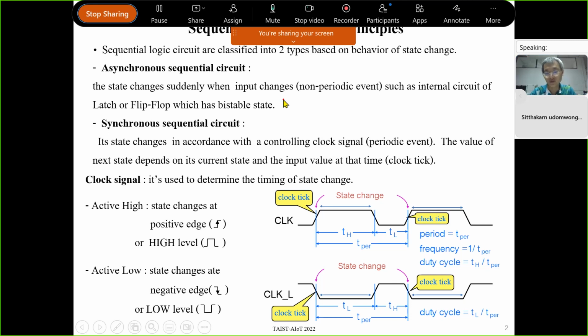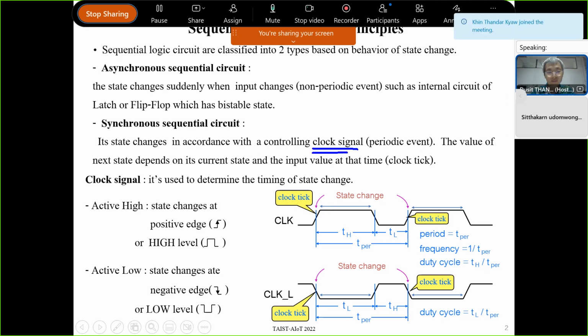There are two kinds of sequential circuit: synchronous and asynchronous sequential circuit. At first, for today, we learn about synchronous sequential circuit first. For this circuit, the state of the circuit will change when the clock signal ticks. Clock signal is used to determine the timing of state change.